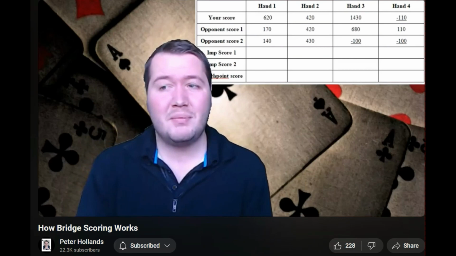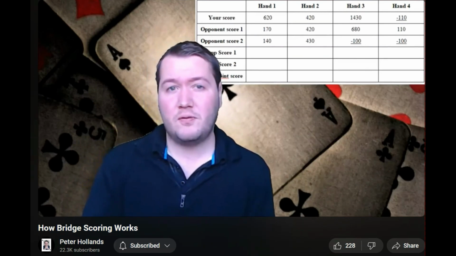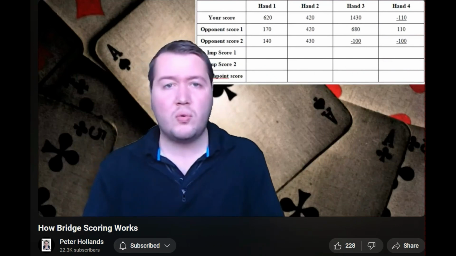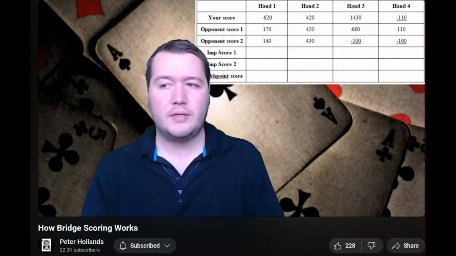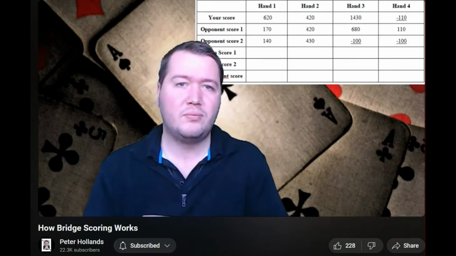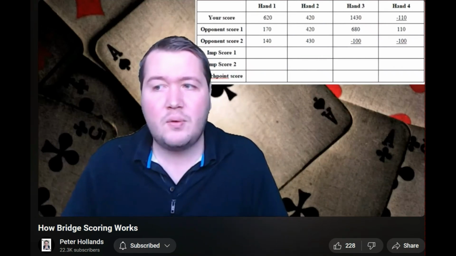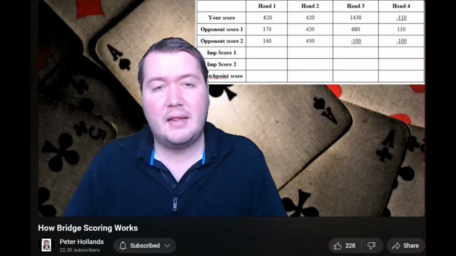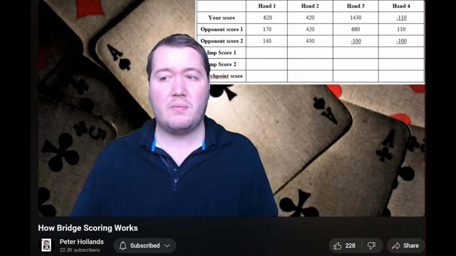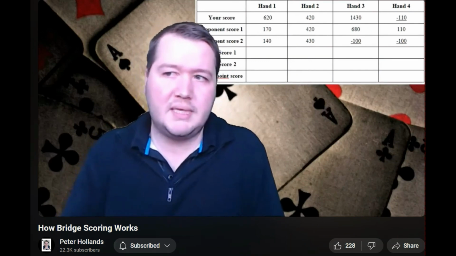On hand number 2, we scored 420. The next person scored 420 and someone else scored 430. So we draw with one person and we lose to the other. So we would score 1 point, 1 out of 4, 25%. Hand number 3, we got 1430, the opponents got 680, and then the final opponent got minus 100. So we beat both of them, so again we get 100%.